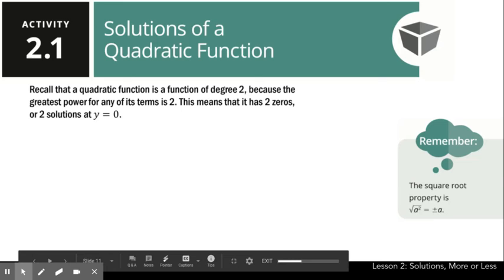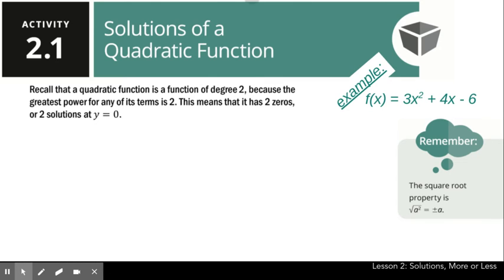Page 34, activity 2.1, asks us to recall that a quadratic function is of degree 2. So you can see here in my quadratic example that it's a second degree function. Remember, the degree is the highest power of its exponents. And this means that it has two zeros, or two solutions.